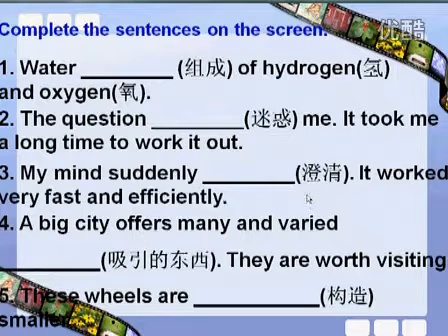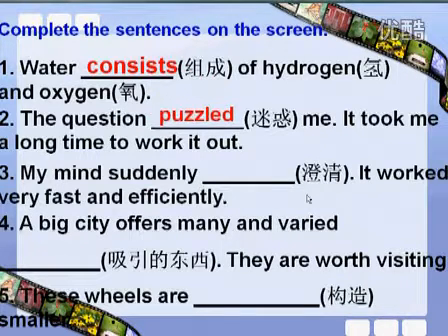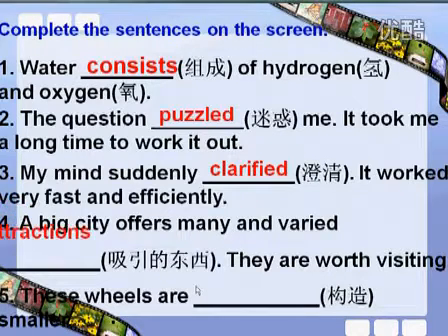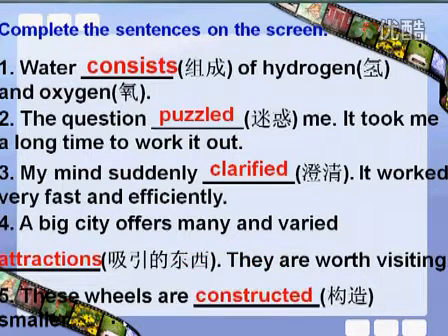First one, water consists of hydrogen and oxygen. 动词词性，水是由氢和氧组成的。Now next, the question puzzled me. It took me a long time to work it out. 那么这个问题呢，使我感到很迷惑。那么花了很长时间，我才算出来。Now my mind suddenly clarified. 动词词性，我的头脑突然清醒了，是吧？那么高速的运转。A big city offers many and various attractions. Okay, they are worth visiting. Okay, now this is the important words.